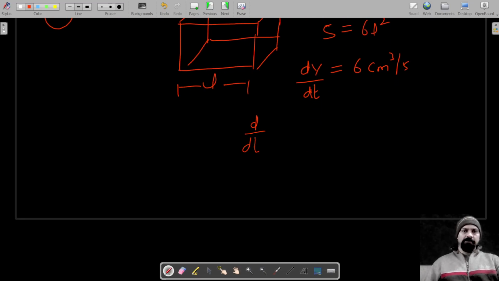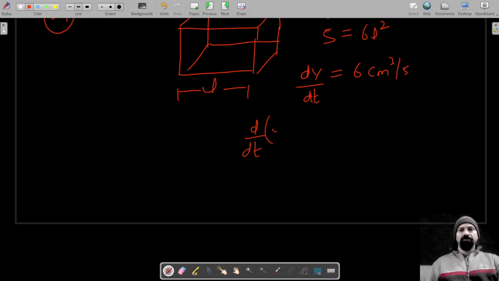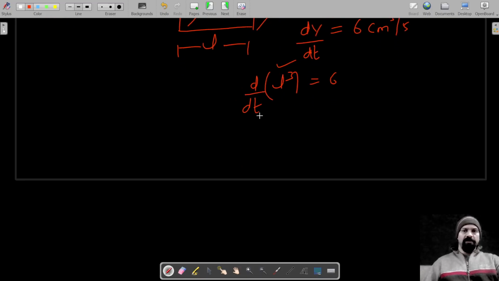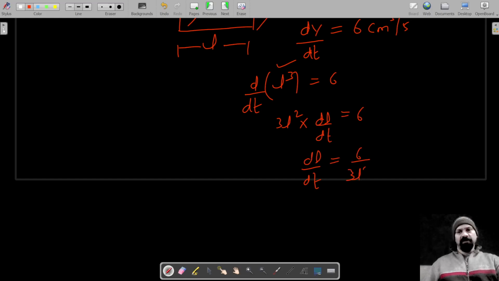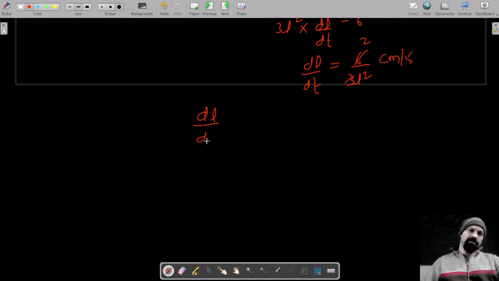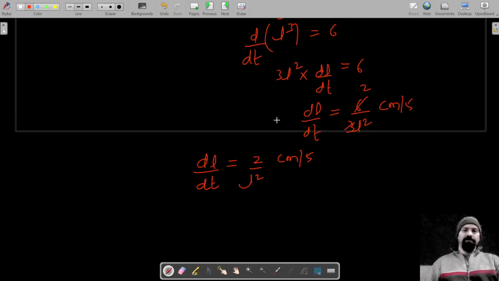Now volume is L cube, so differentiating L cube with respect to t gives us 3L square into dL by dt is equal to 6. So dL by dt is equal to 6 by 3L squared, in centimeter per second. And this is 2 upon L square, the rate of change of the edge.